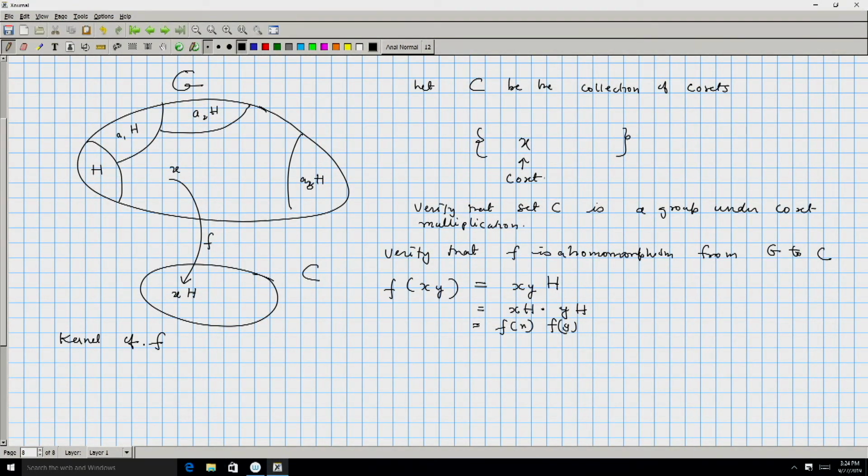The kernel of f is all those elements which map to the identity element of C. The identity element of C is basically H, and therefore, you can verify that every element in the coset H will map to H, and therefore, since the kernel of f is H, by our earlier theorem, H has to be a normal subgroup. So, this concludes our study of groups and subgroups and the quotient structure that is induced by a normal subgroup.